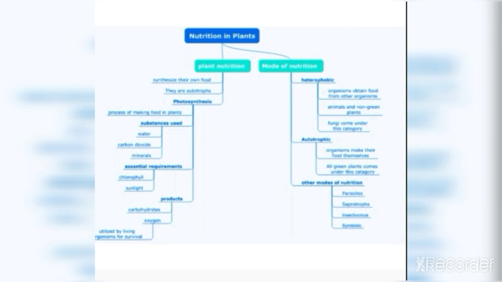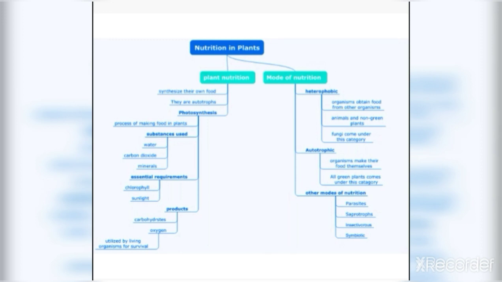We discussed the essential requirements. Chlorophyll and sunlight are essential requirements for photosynthesis. And at the end of this process, we get carbohydrates and oxygen as products, whereas oxygen is utilized by living organisms for their survival.